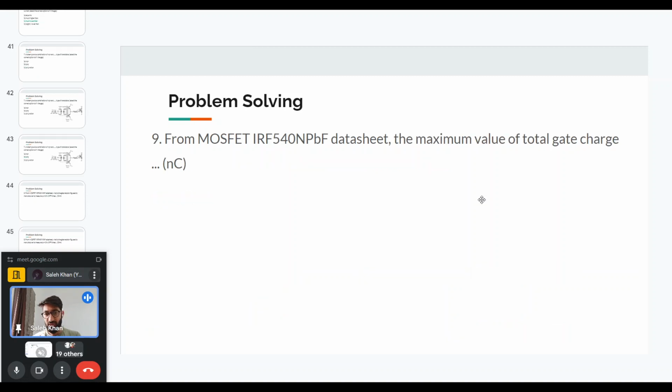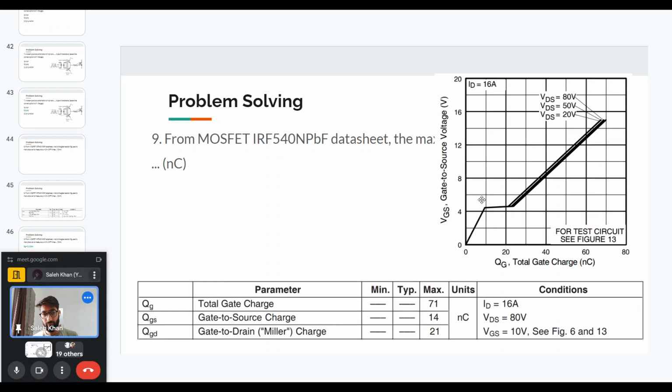So the next question is asking about the same MOSFET. From the datasheet, we have to find the maximum value of the total gate charge. The gate charge is given in the datasheet tables, as well as there is a figure about the gate charge. And from the figure, you can see it is given for different drain to source values. As the drain source voltage increases, the gate charge will also increase, but only very slightly.